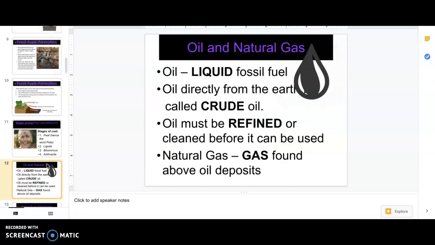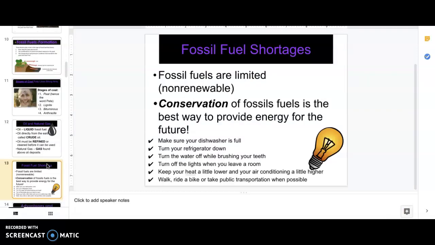Just another fact to remember is natural gas and fossil fuels have to be refined. Impurities are removed from them, and then they become useful for things such as cooking or for putting into our gas tanks so that your cars can run.